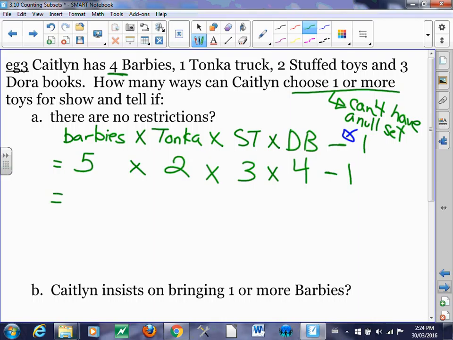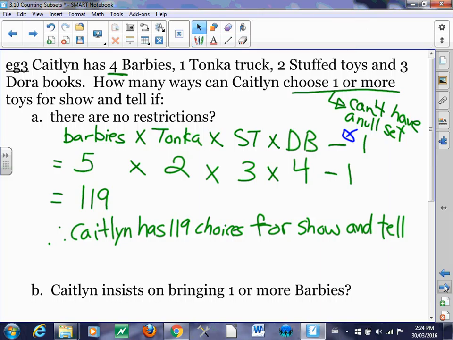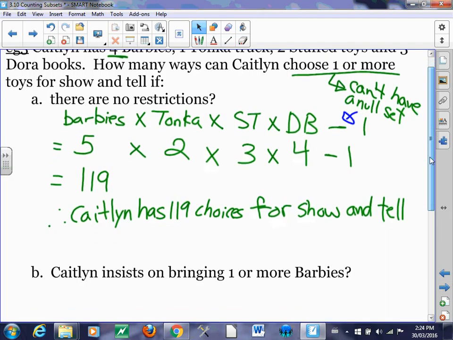All right, plugging them in. If you calculate it without the null set, folks, you would get 120. But if you subtract 1, it's 119 because it's a word problem. We're going to say, therefore, Caitlin has 119 choices for show and tell. She can't show and tell without bringing anything in because she's got to choose at least one thing. Be crazy if she brought everything in, but that's fine.